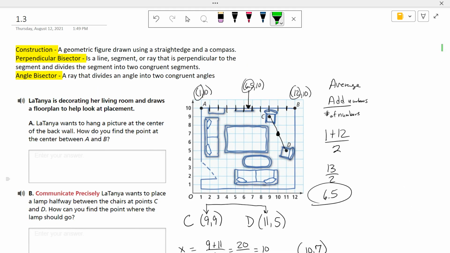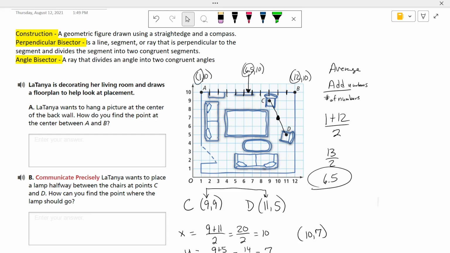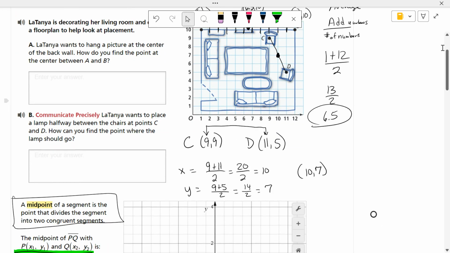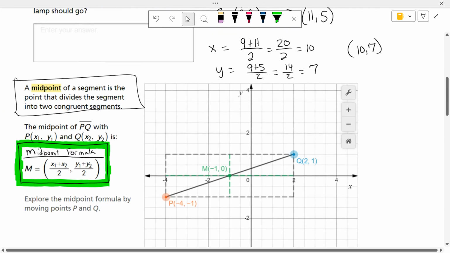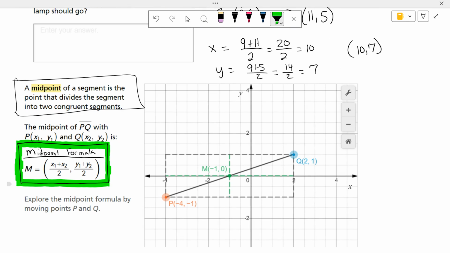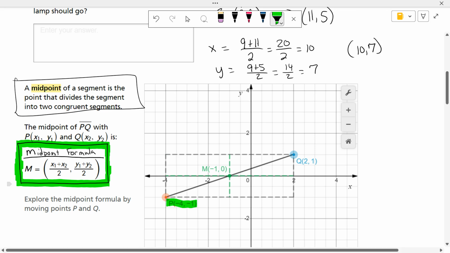So we found the distance between a couple points, A and B, by finding the average. And then we found the distance between C and D by finding the averages of the x's and averages of the y's. And then the midpoint. To find the midpoint, what we do is use the midpoint formula. So down here, we have these 2 endpoints. We have -4, -1, and 2, 1.